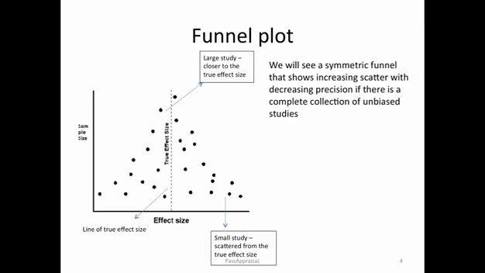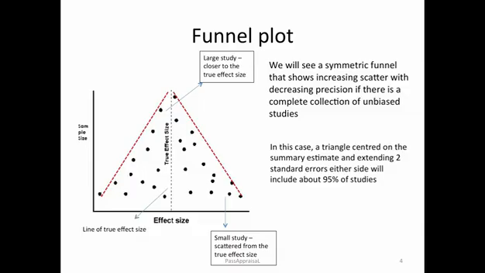We will see a symmetric funnel that shows increasing scatter with decreasing precision if there is a complete collection of unbiased studies. In this case, a triangle centered on the summary estimate and extending two standard errors on either side will include about 95% of studies.